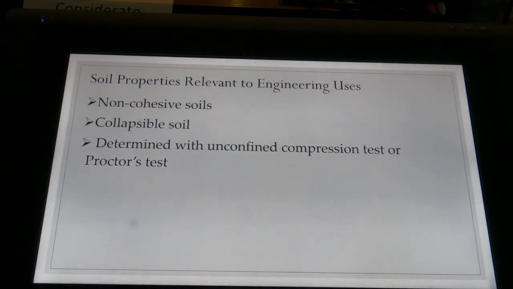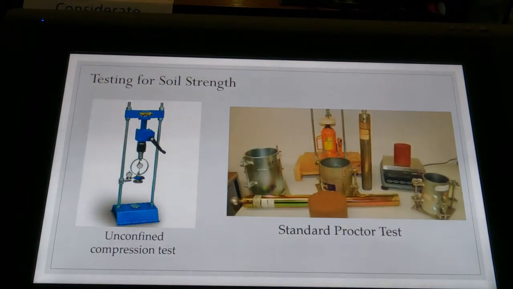For engineering, probably more so for civil engineering. Who was I talking to? Civil engineering, Jacob. Civil engineering probably would use this part of the soil properties, whether or not it's collapsible. If you were to go on to be a soil scientist, which is probably typically my fall semester, they would end up doing compression tests and Proctor's tests. It's just a different set of pressure or compression to determine the consistency of that soil.